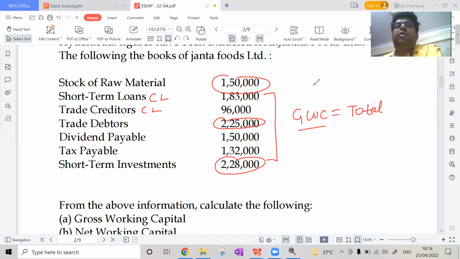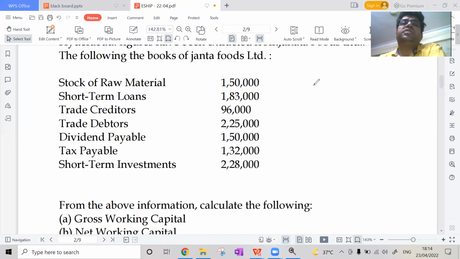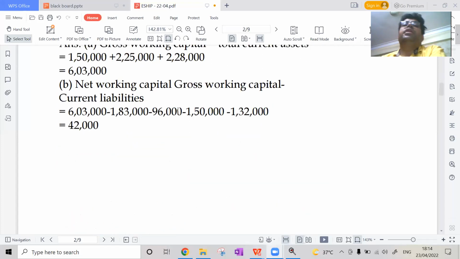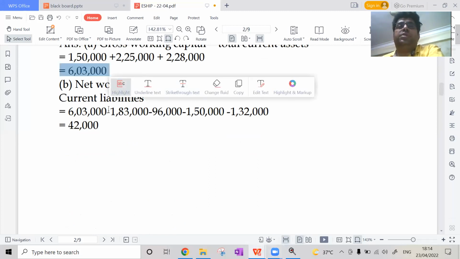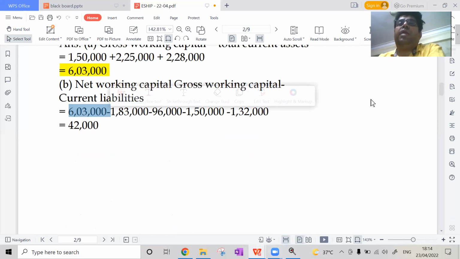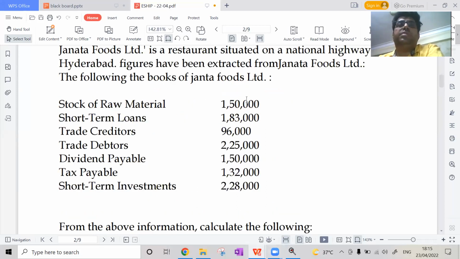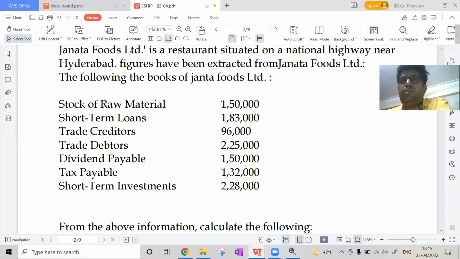Okay, simple. Now coming to the next, the net working capital formula. What is the net working capital formula? It is current assets minus current liabilities, or gross working capital minus current liabilities. My gross working capital was 6,03,000. From 6,03,000, I am deducting the overall current liabilities. What are my current liabilities, students? My current liabilities are, just a second, I am annotating so it will be easy for everyone to see.